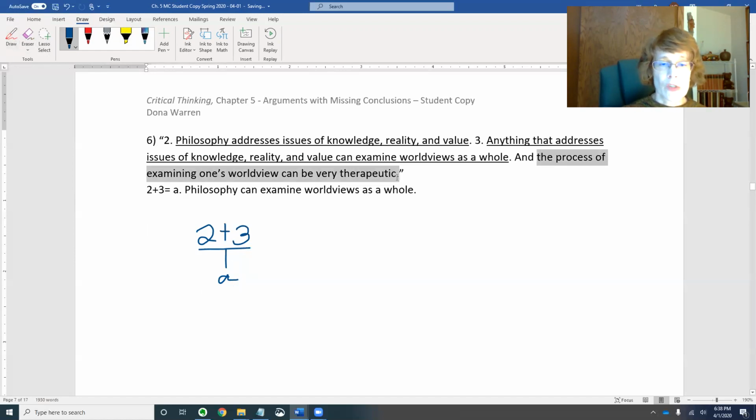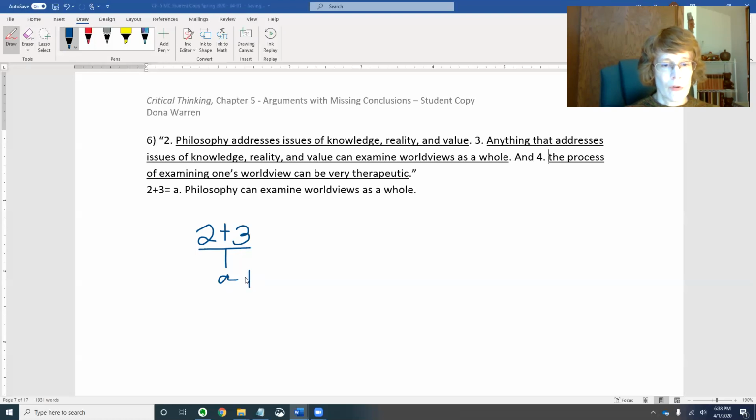The process of examining one's worldview can be very therapeutic. That's going to be 4. Now ask yourself, how is 4 related to the 2-3 bit? With an inference, as dependent reasons, or as independent reasons? Think for a bit, pause the video, come back when you're ready. Okay, what did you decide? It's looking to me like another dependent reason. I would add 4 to this. And what part of this, the 2-3 bit, pairs most naturally with 4? I think it would be A.